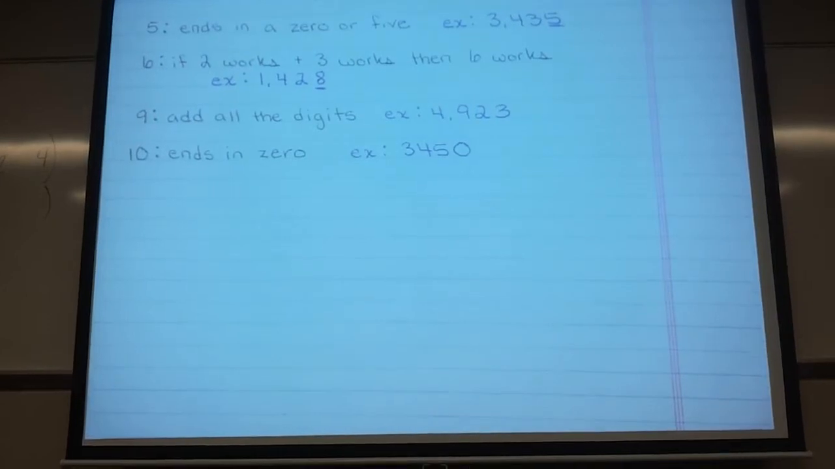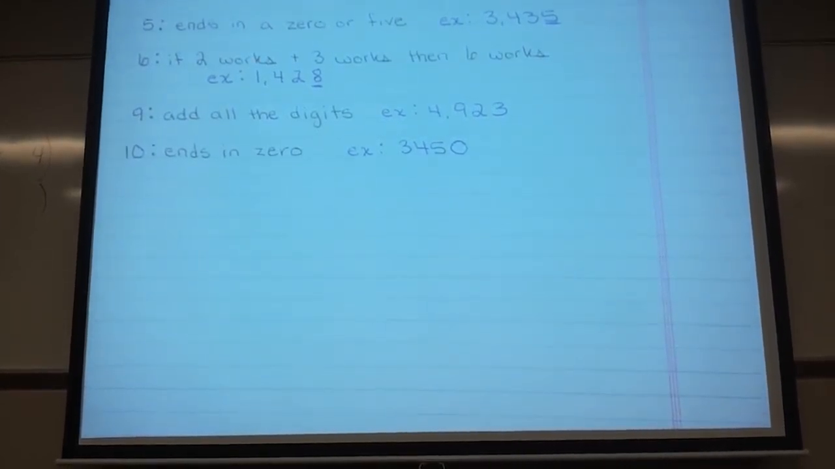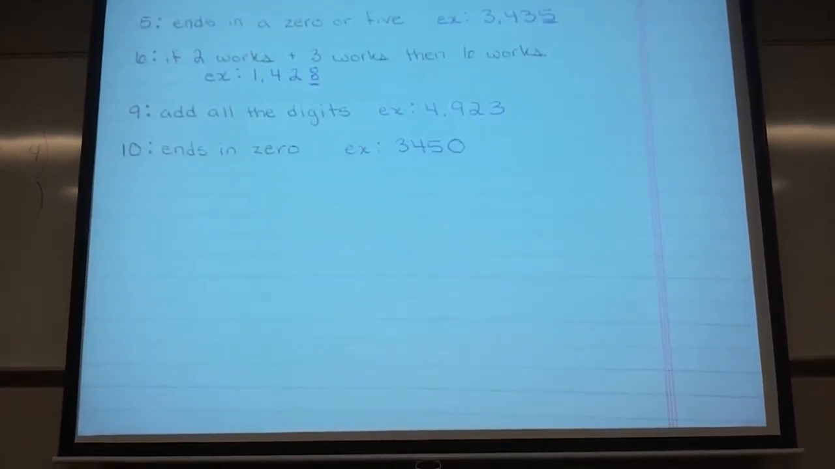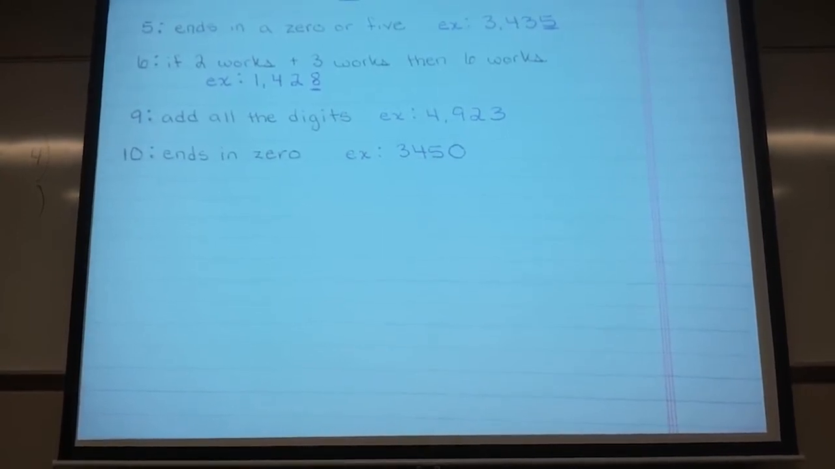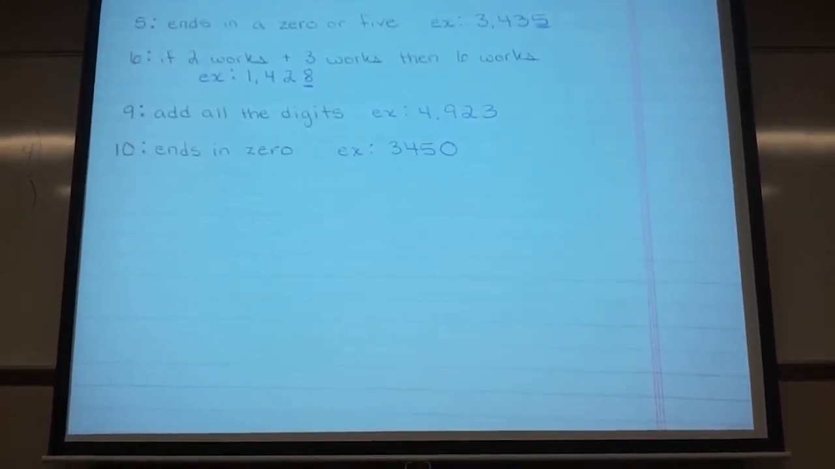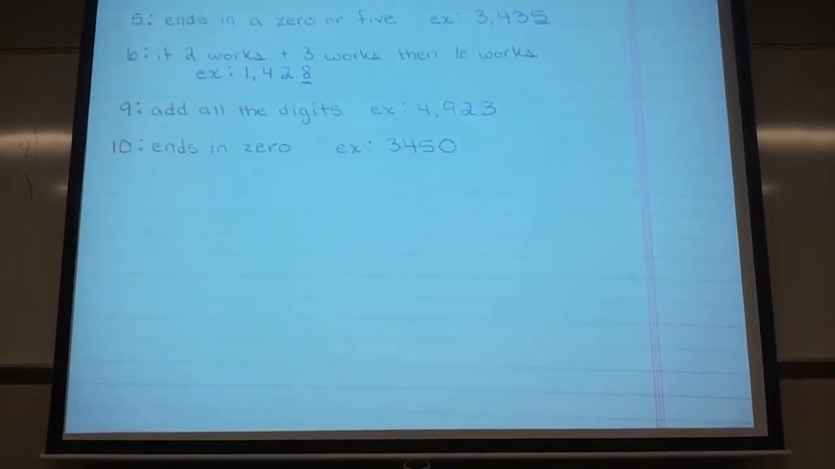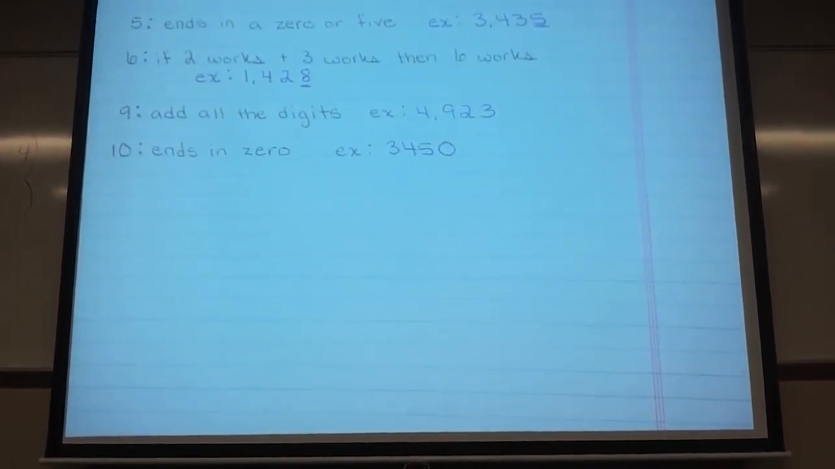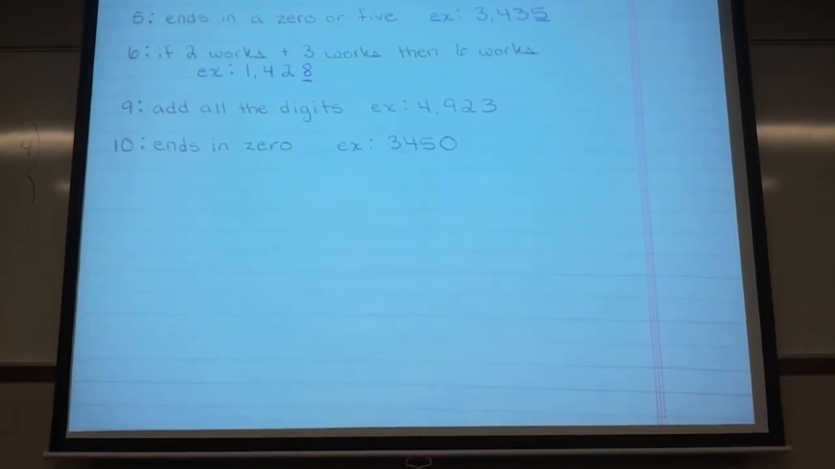Wouldn't 11 be anything that ends in 1 if it's a big number? I don't know if that's true, but I know there is a rule for 11, but it's not that simple. I know you have to add the first 3, add the last 3, divide by, it's just complicated. So I don't do that. I just do these right here.